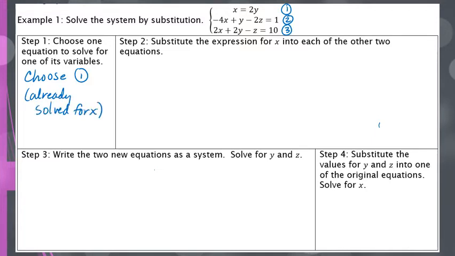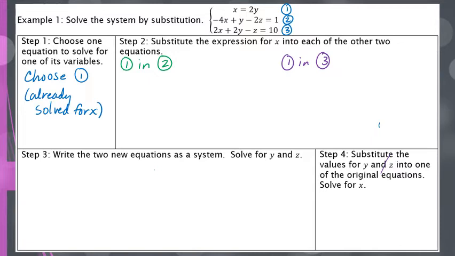Okay, so step 2, we're going to take that expression and we're going to plug it into the x's of both of the other equations. So I have to do like 2 separate steps. First I'm going to take equation 1 and I'm going to plug it into equation 2, and then I'm going to take equation 1 and plug it into equation 3. So let's do equation 1 into equation 2 first.